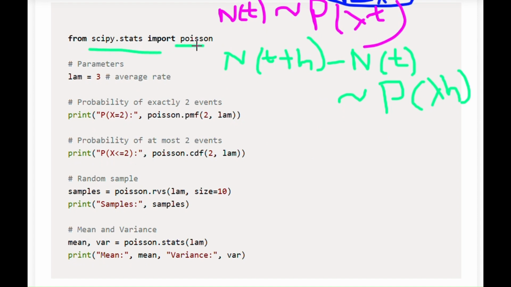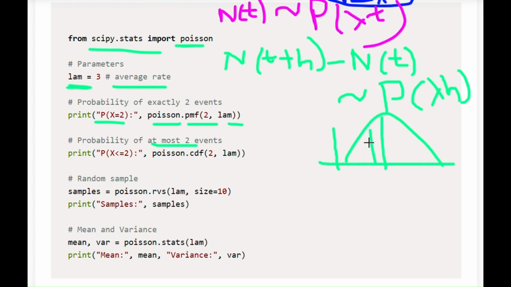So in SciPy package, we have Poisson, SciPy.stats, we import Poisson, set the parameter lambda equals 3, which is the average rate, to calculate probability of exactly two events, that is P of x equal to 2. We use the PMF function, Poisson.pmf, 2 and lambda. Probability of at most two events, that is we have to calculate the CDF, up till x is less than or equal to 2. So Poisson.cdf, we pass x as 2 and the parameter lambda. To sample points, we use Poisson.rvs, parameter lambda, and the number of points, that is the size. Mean and variance from Poisson.stats.